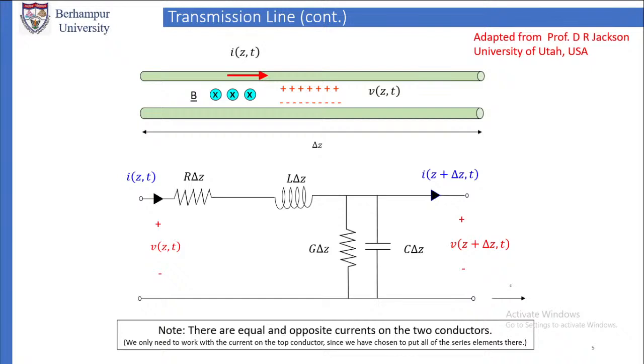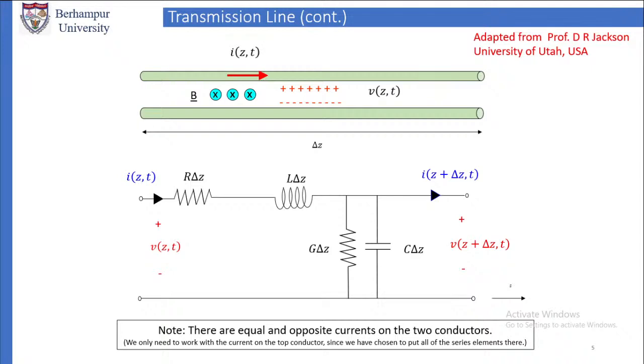Current is also varying along the distance on the transmission line at every point. The current is different. That is why it is a function of Z, and it is varying with time. That is why it is a function of T. So I is a function of Z and T. V is also a function of Z and T.